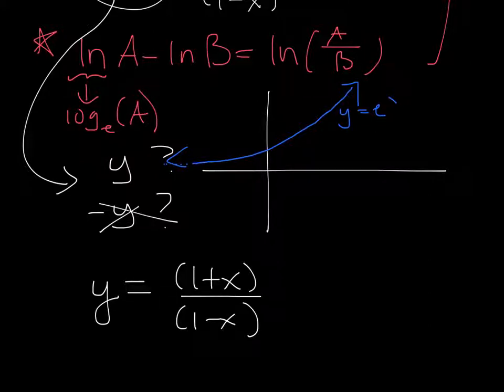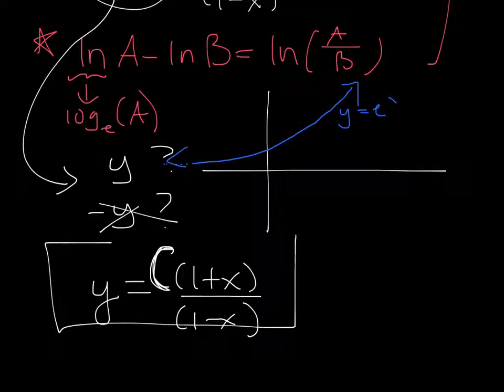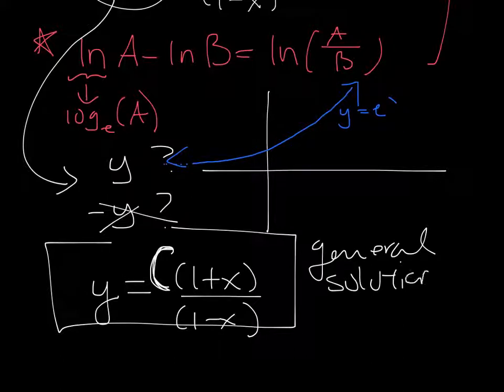And if you want to write your constant outside, I think they did. That's supposed to be a c. So this is your solution to the differential equation. Again, it's a general solution, because we weren't given any initial conditions.